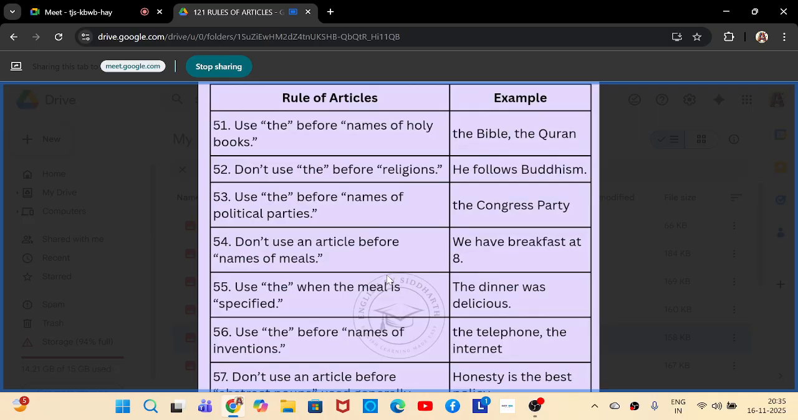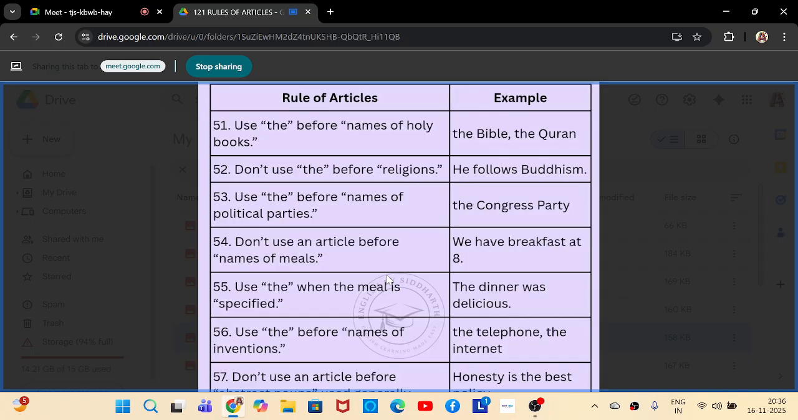Next, don't use an article before names of meals. Basically, there are three meals that we have a day. What are they? Breakfast, lunch, and dinner. Very good. With that, we don't use the. So for example, we can say we have breakfast at 8 a.m. I have lunch at noon. It's not the breakfast, the lunch. Say it like that. Breakfast, lunch, dinner. Dinner is also called supper. Even then we don't use the.